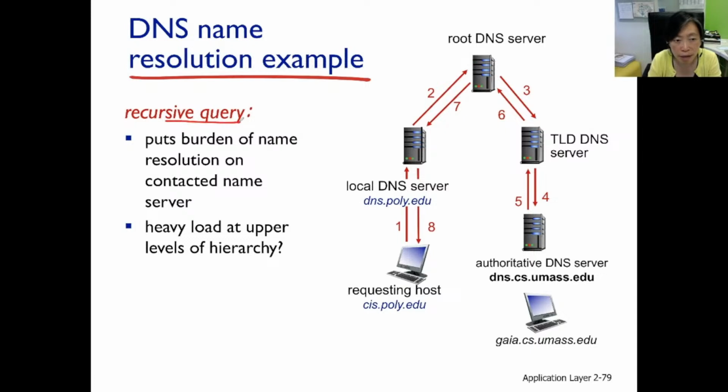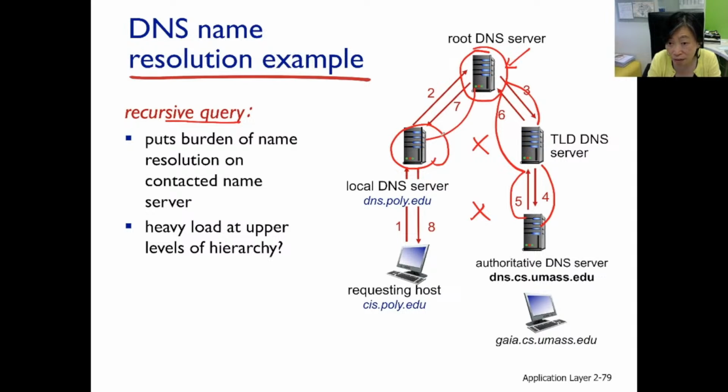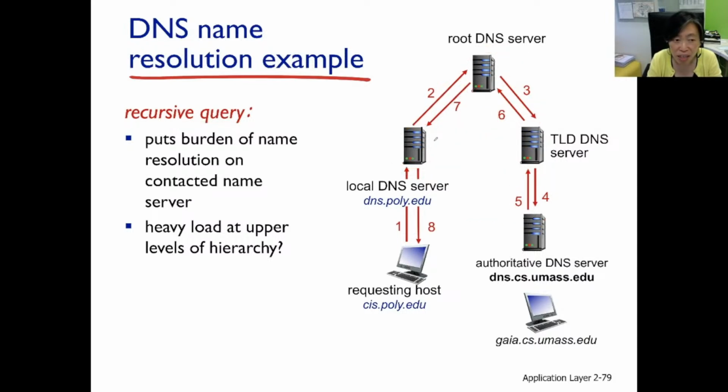Recursive query is the second form of doing the querying. So the local DNS server here will forward only to the root, and not contacting TLD, not contacting the authoritative DNS server. And it will be the root's job to find out what the mapping is. And root doesn't really know the mapping of Gaia.cs.umass.edu. So it forwards the query to TLD. TLD forwards to authoritative DNS server, and finally the IP address traverses back. And root DNS server here sends back to the local DNS server. Right? Can you see an issue with this?